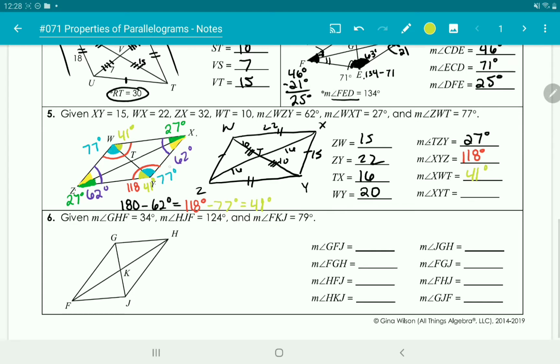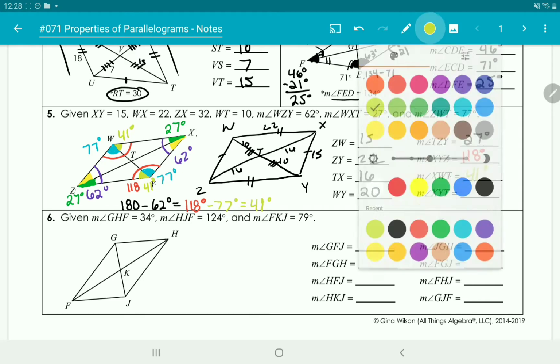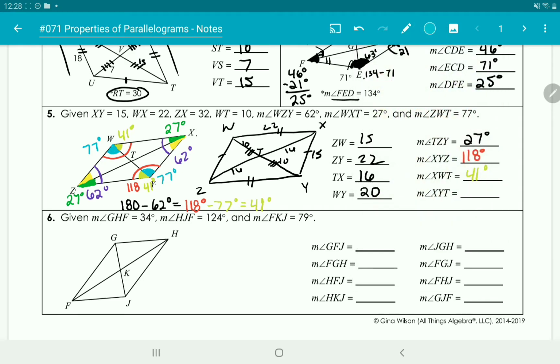XYT, lastly. XYT is going to be this bright blue one. I'll go ahead and use the color to make it a little easier. 77 degrees. So again, I personally would definitely suggest color coding it. If you have a tablet to work on like I do, you can open it with Squid and do that.